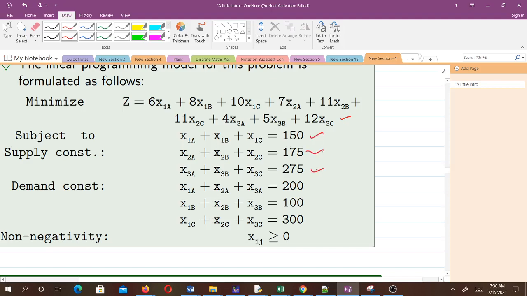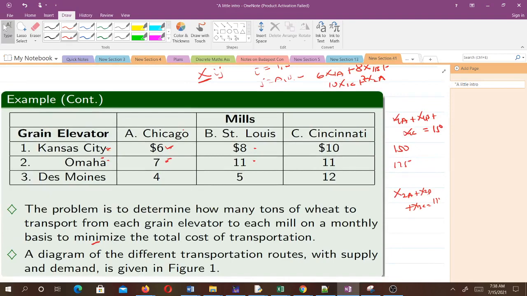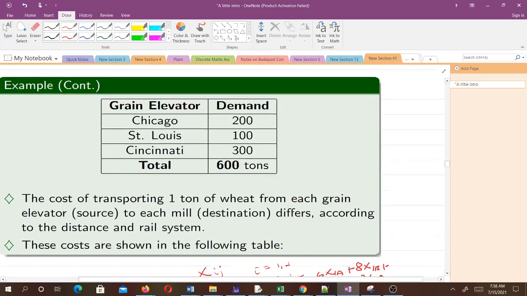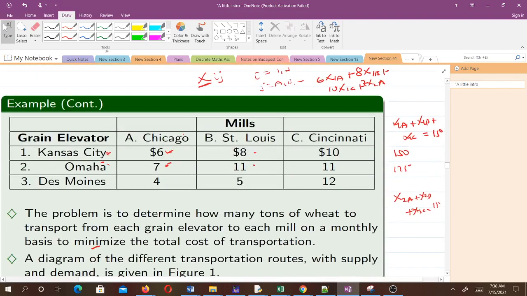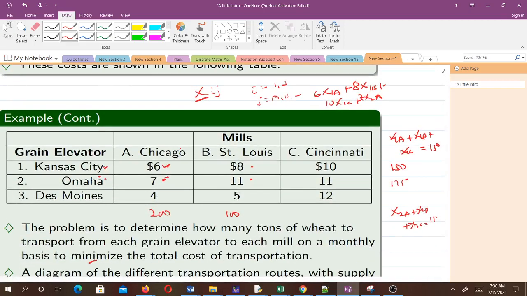Then we also have the demand constraints, and the demand is found here. So the demand for Chicago is 200, that of St. Louis is 100, and I think that of Cincinnati is 300.